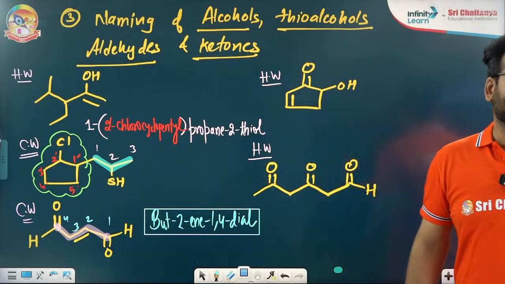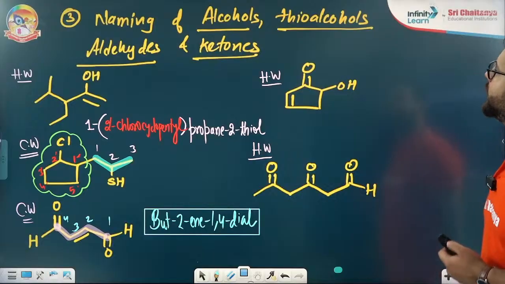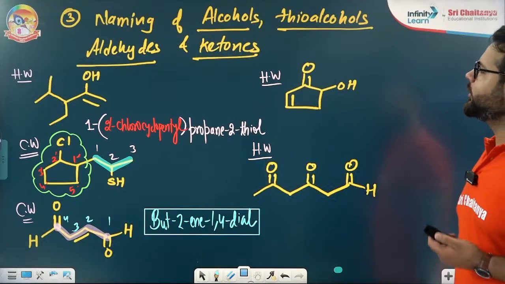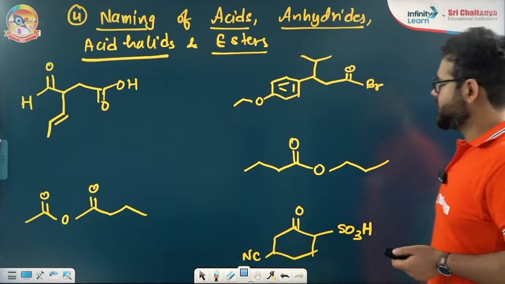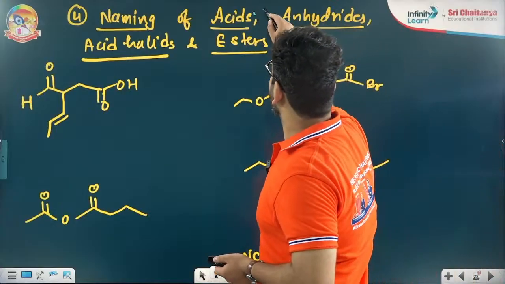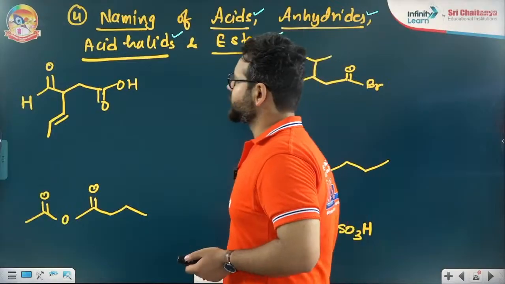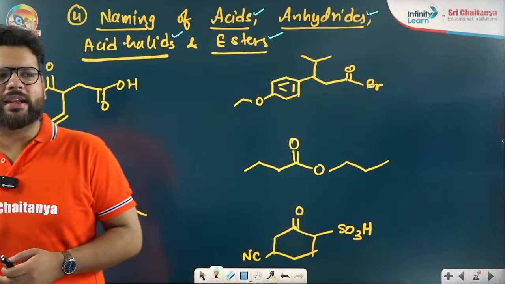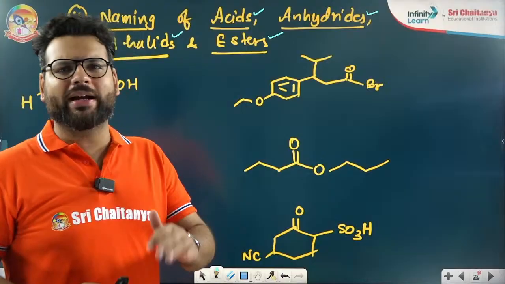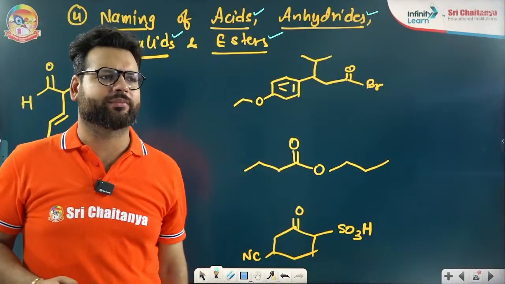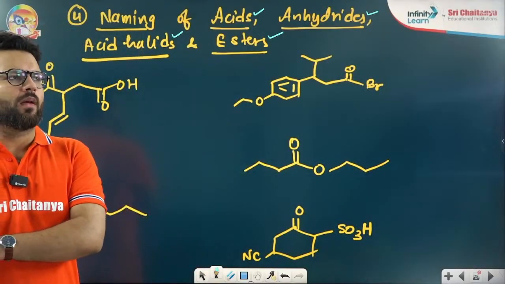Next, after alcohol, thiols, and aldehyde, ketones, we'll go towards acids, anhydrides, acid halides and esters. Means acid and acid derivatives. I have not taken amides here because amides I will deal with later. Okay.